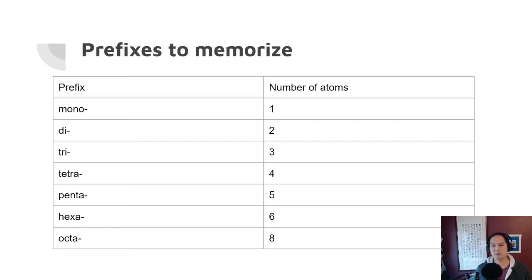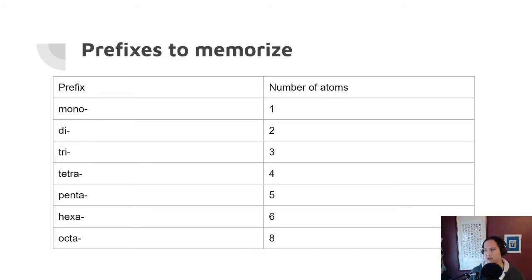Okay, so these are the prefixes you're going to have to memorize. I'll go through them really quickly. Reminder, you have this chart. I haven't posted these slides yet, but I will as soon as we're done talking, so you can use this to learn it.